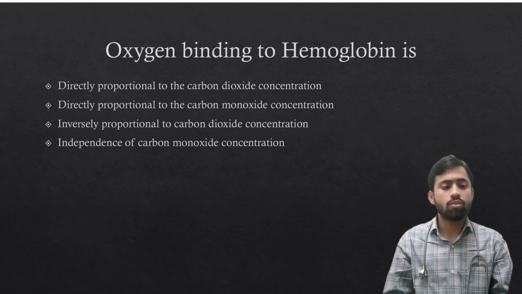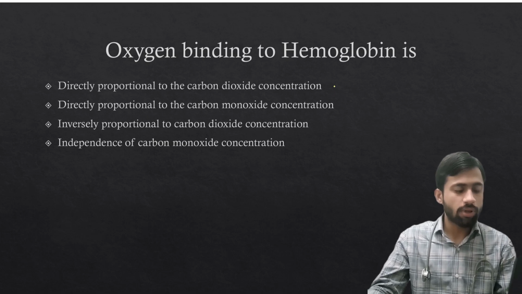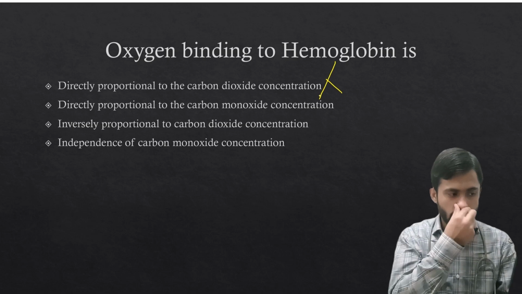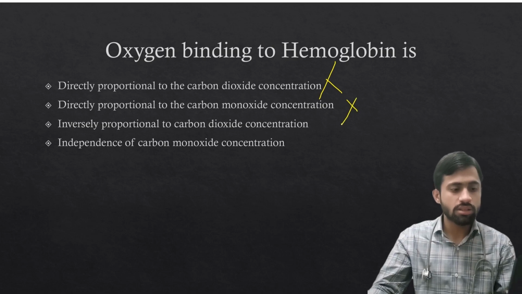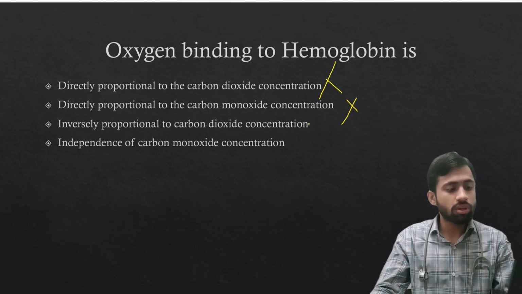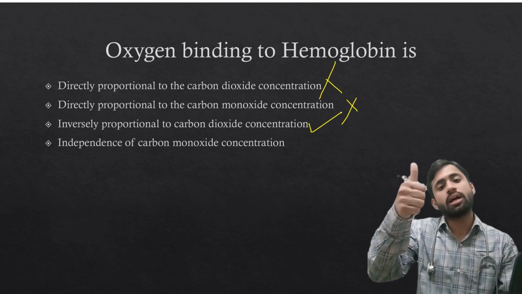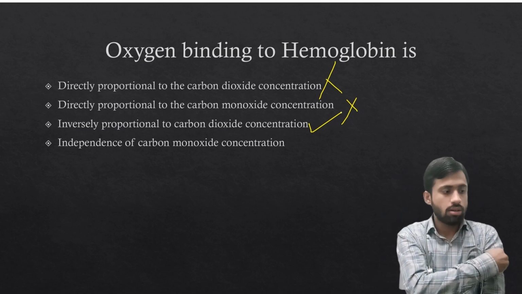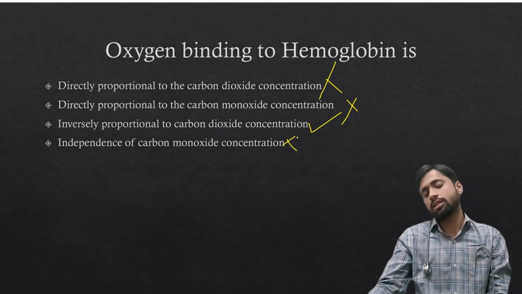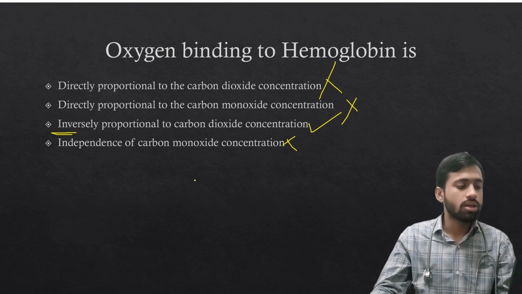Oxygen binding to hemoglobin is directly proportional to carbon dioxide concentration? No, the greater the carbon dioxide, the greater will be carboxyhemoglobin. Directly proportional to the carbon monoxide concentration? No, the greater the carbon monoxide, the greater the carboxyhemoglobin. Inversely proportional to the carbon dioxide concentration? Yes, the lower the carbon dioxide concentration, the greater the hemoglobin binding with oxygen. Independent of carbon monoxide concentration? No, it depends. The greater the monoxide concentration, the lesser the binding of oxygen. So yes, inversely proportional. Charlie is the right answer.